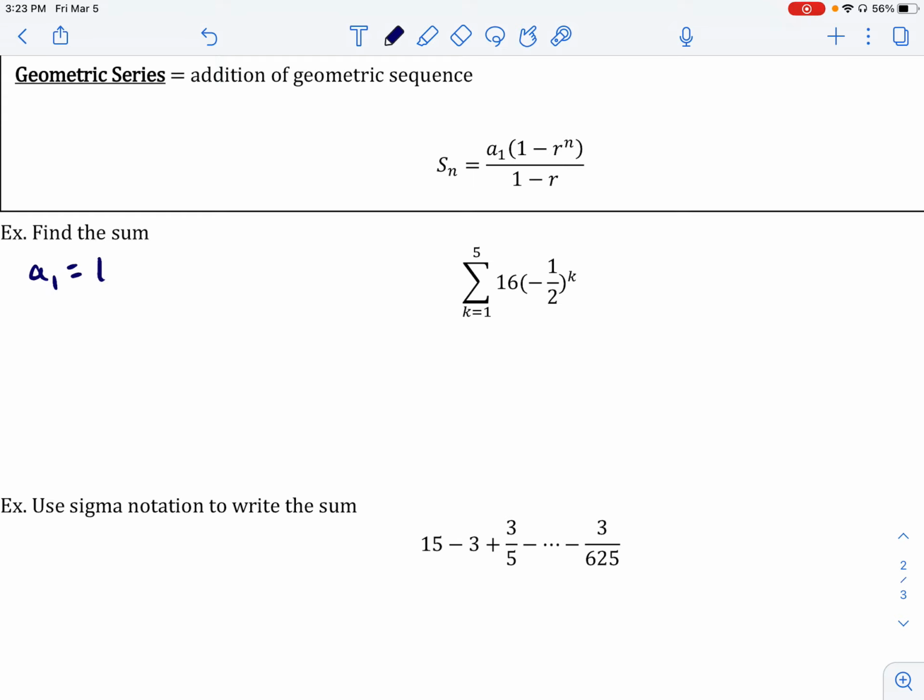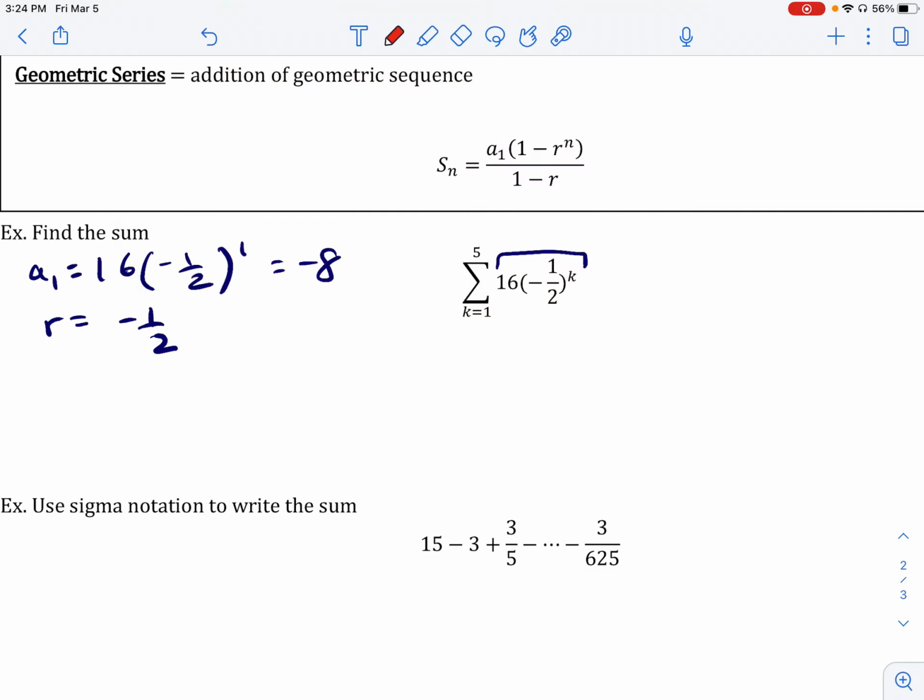We're going to say 16 times negative 1/2. Again, this is our a sub n. This is our formula for generating the terms in a sequence. So we're going to say 16 times negative 1/2 raised to the first power. And that's just going to give us negative 8. Well, our common ratio is negative 1/2. And so we can go ahead and now find the sum.